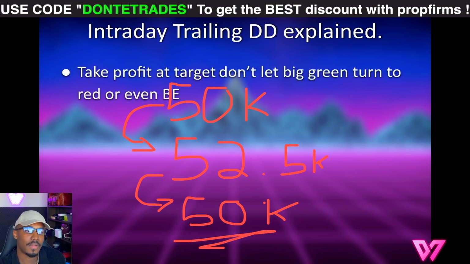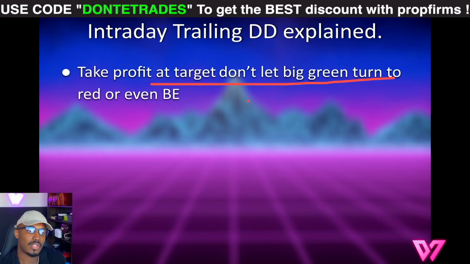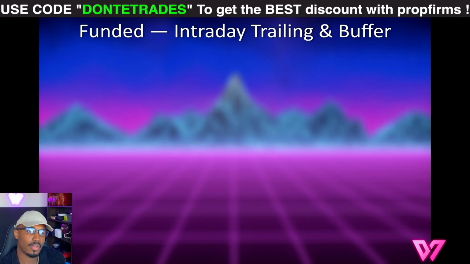So when it comes to intraday trailing drawdown, you want to make sure that you don't let big green trades turn into red or break even, and you want to be aggressive when it comes to taking those profits and just trailing your trades a little bit more aggressively until you pass your threshold.